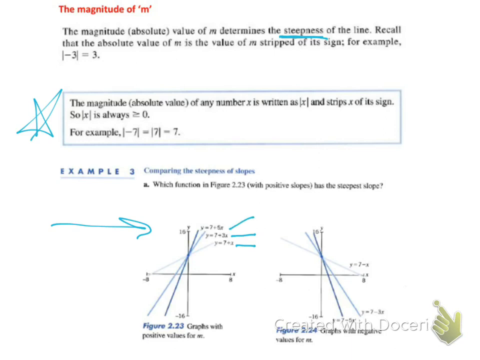Okay, look at the next one. These were all positive in 2.23. 2.24 are all negative. So look at the absolute value. The greater the absolute value, the greater the steepness. So this is the steepest, the in-between, and the least steep. So be able to compare your slopes and your steepness.